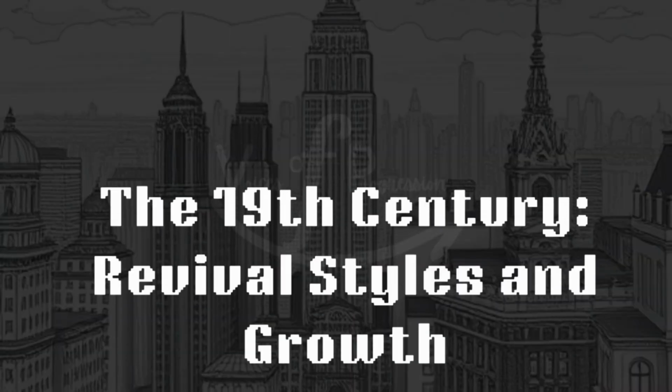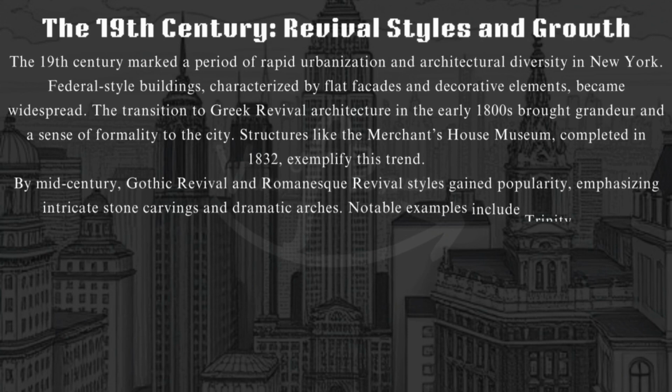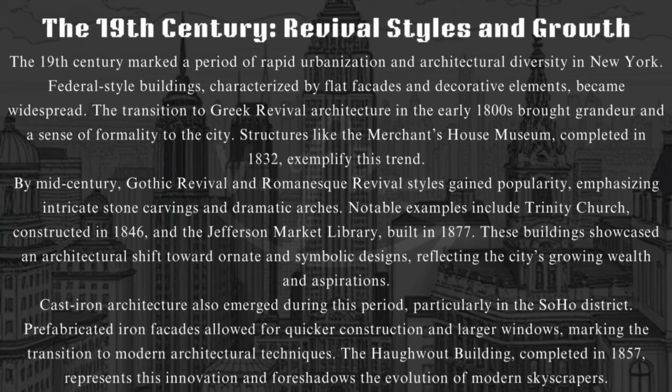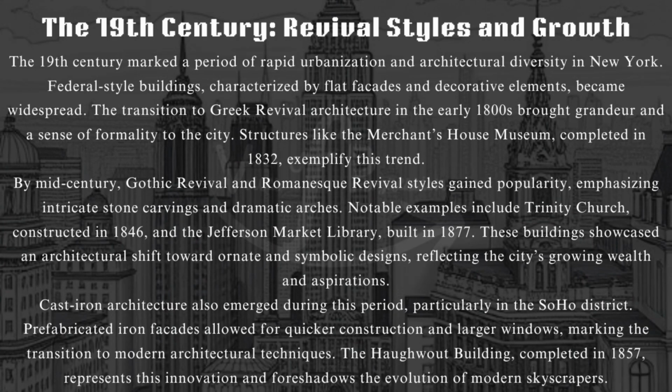The 19th century, revival styles and growth. The 19th century marked a period of rapid urbanization and architectural diversity in New York. Federal-style buildings, characterized by flat facades and decorative elements, became widespread. The transition to Greek Revival architecture in the early 1800s brought grandeur and a sense of formality to the city. Structures like the Merchant's House Museum, completed in 1832, exemplify this trend.